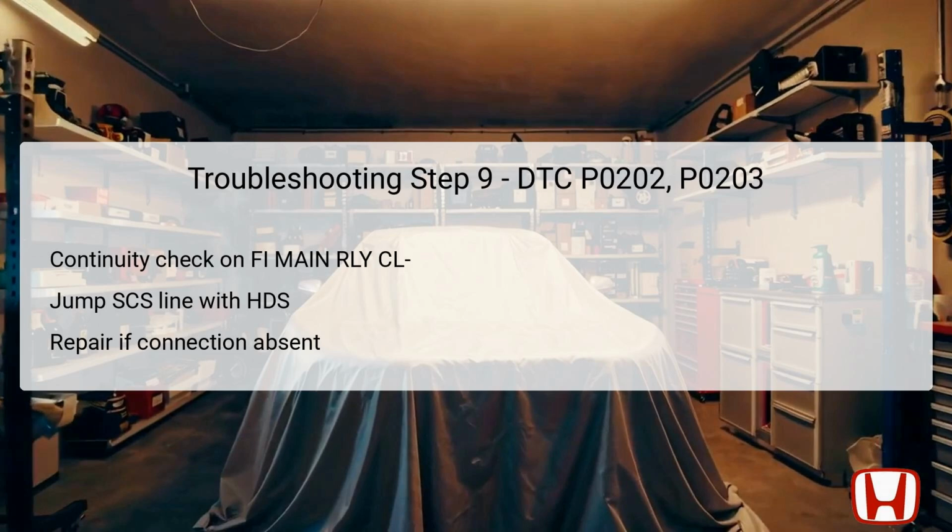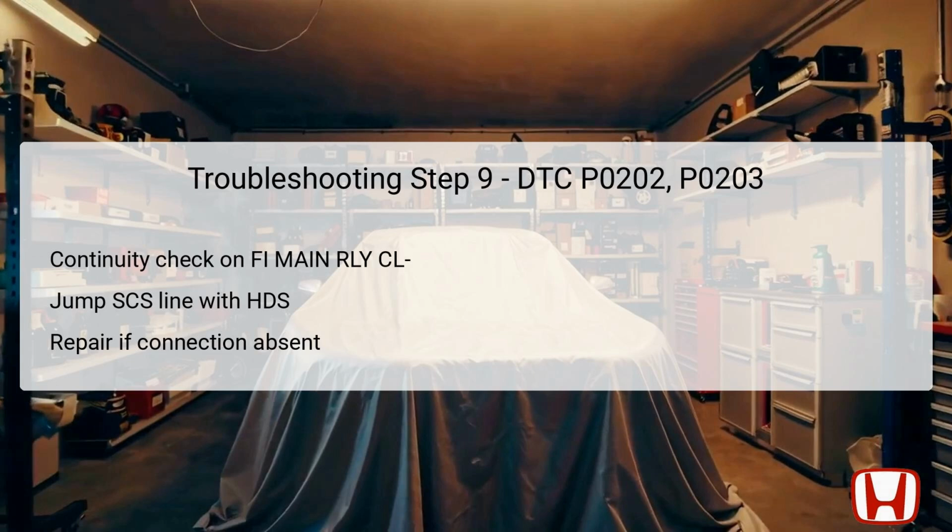With the relay still disconnected, check for continuity between the test points: the injector relay socket's terminal number 1, 4, and the PCM connector A, terminal number 5. If there is continuity, it indicates that the FI main RLY-CL wire is functional, and you can look for other issues or substitute a known good PCM.